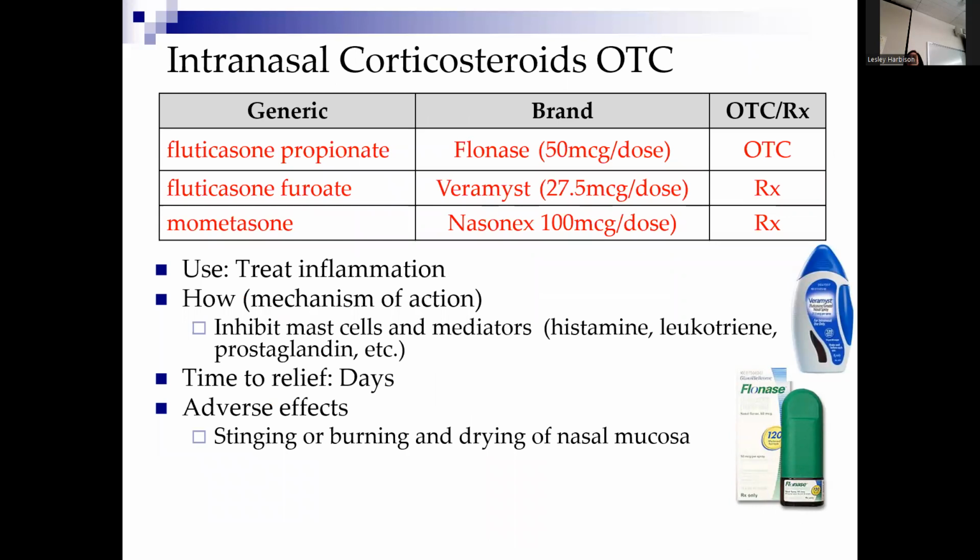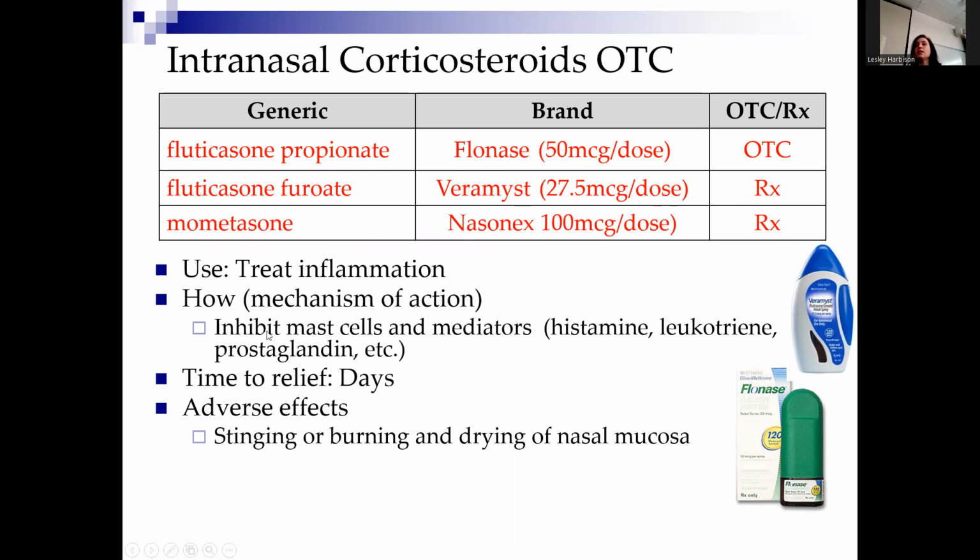So intranasal corticosteroids is another one. This is your anti-inflammatory. So this is just trying to calm down the inflammation because that inflammation is causing a lot of the discomfort. So medications for that is going to be like over-the-counter Flonase. There's also prescription as well for that, probably a higher dosage, I imagine. Veramist and Nasonex, these are prescriptions and different chemical formulations. And these are all to treat inflammation.